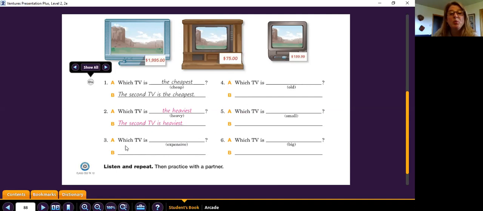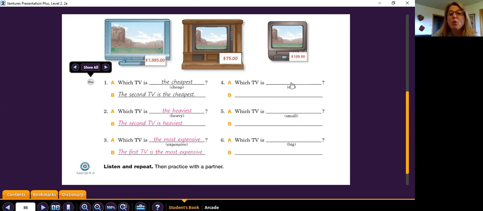Number 3, which TV is the most expensive? Okay, and then you can write your answer. Remember, just pause and you can write your response. And expensive means costs the most, so the most money. The first TV is the most expensive, and it's $1,995.